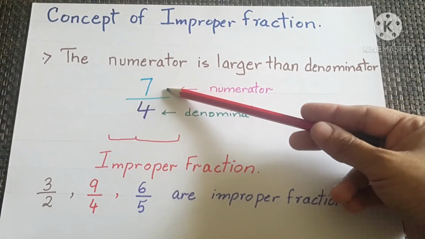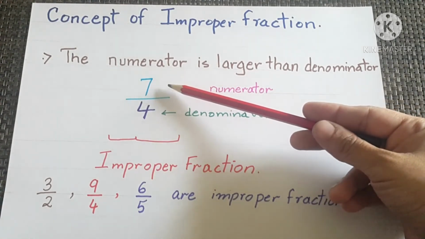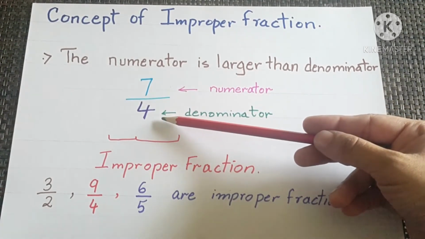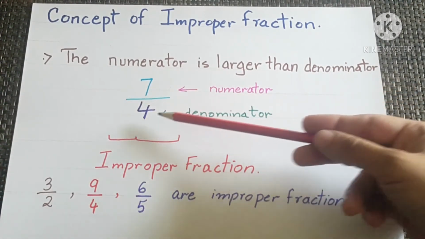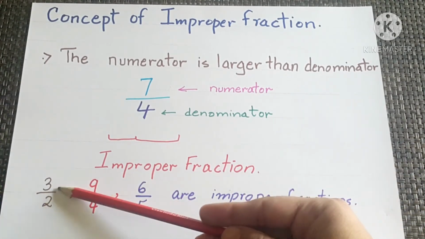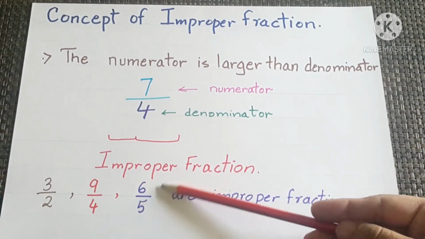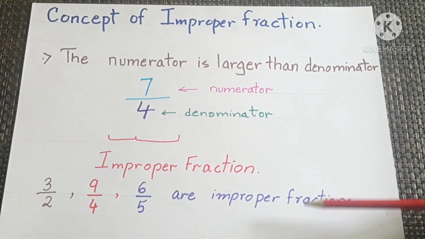Here the value of the numerator is bigger, it is 7, and the value in the denominator is 4, it is smaller. So 7 by 4 is an improper fraction. 3 by 2, 9 by 4, 6 by 5 are all improper fractions.